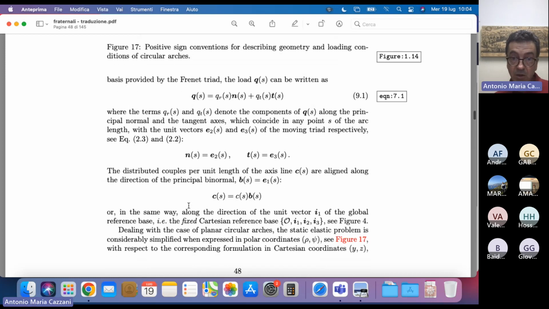Instead, distributed couples can act only on the binormal direction, and so are projected along this direction only.